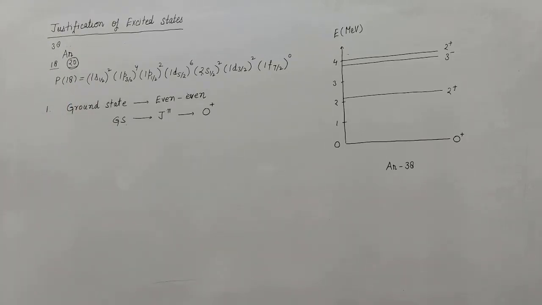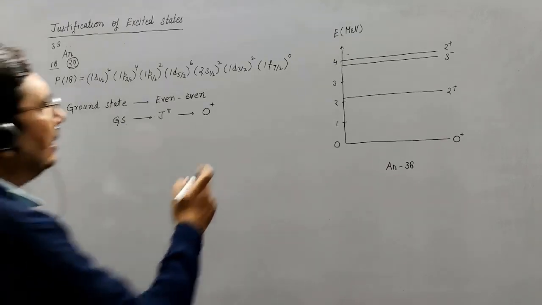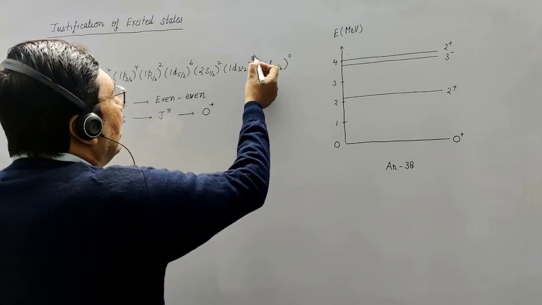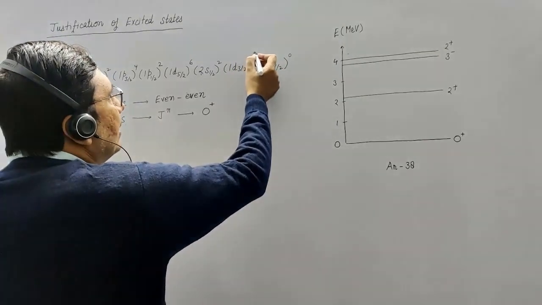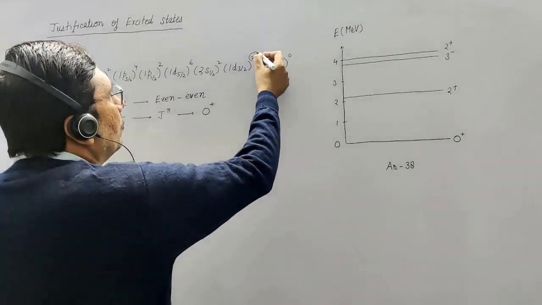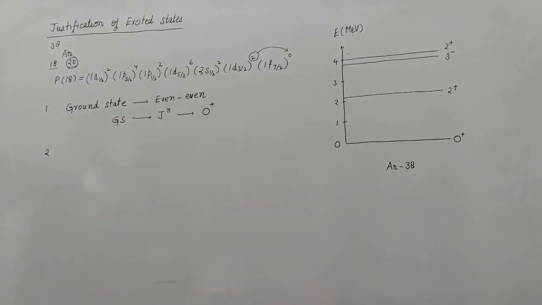So we can consider one such thing like this. Here we can obtain one of the excited states if we consider that this pair of protons breaks up, and one of the protons will move from here to here. If we consider the shift of one of the protons from the 1d 3/2 state to the 1f 7/2 state, then we can obtain one of the excited states.